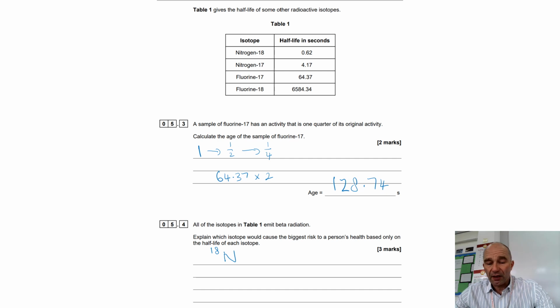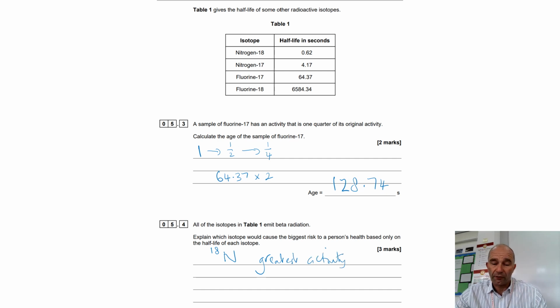So it means that because it's got the greatest activity, it'll be emitting the greatest dose of beta particles, which means that the person is likely to be absorbing that radiation. So it's nitrogen-18 due to it having the greatest activity or the shortest half-life.